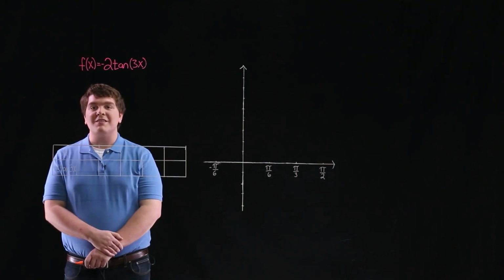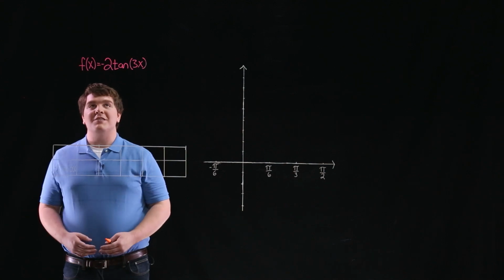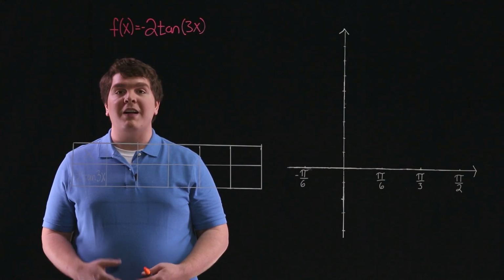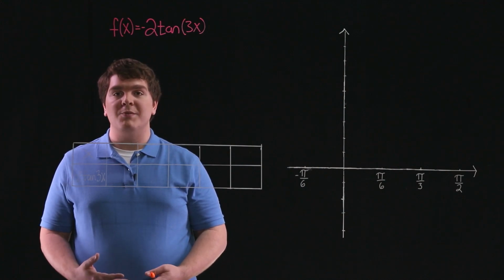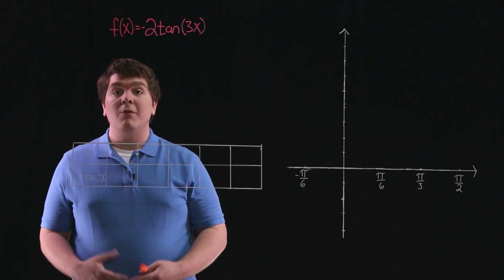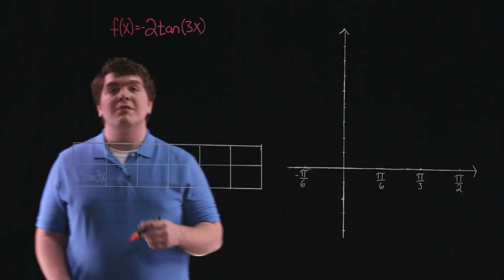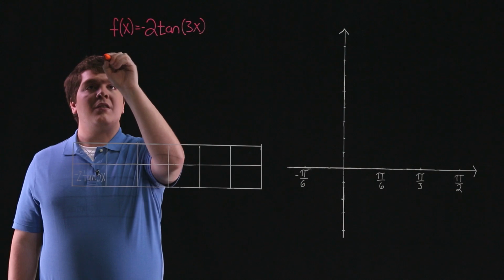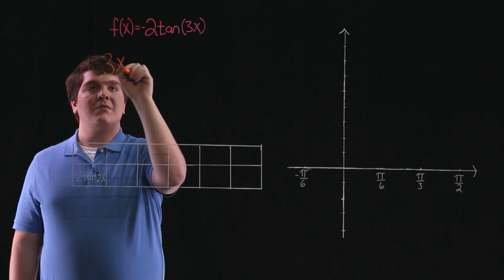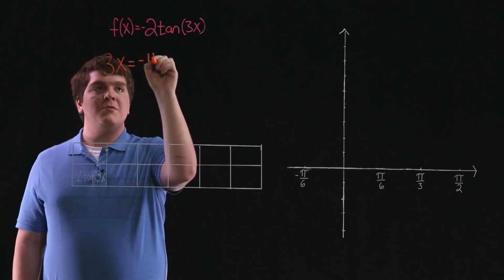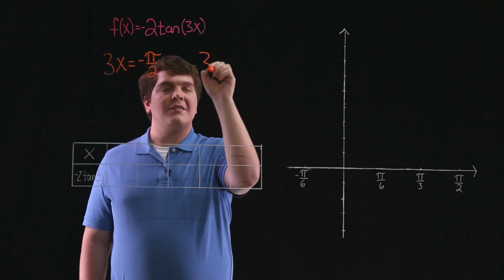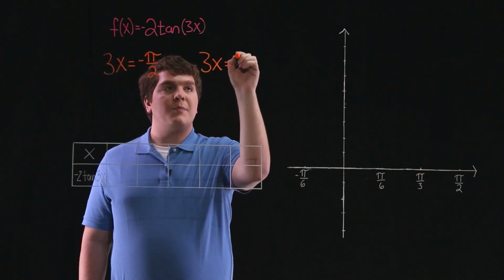For this problem, we're asked to sketch the graph of f of x equals -2 tangent of 3x. Let's begin by first finding two consecutive vertical asymptotes. In order to find two consecutive vertical asymptotes, since we're working with tangent, we have to solve the two equations 3x equals -pi/2 and 3x equals pi/2.